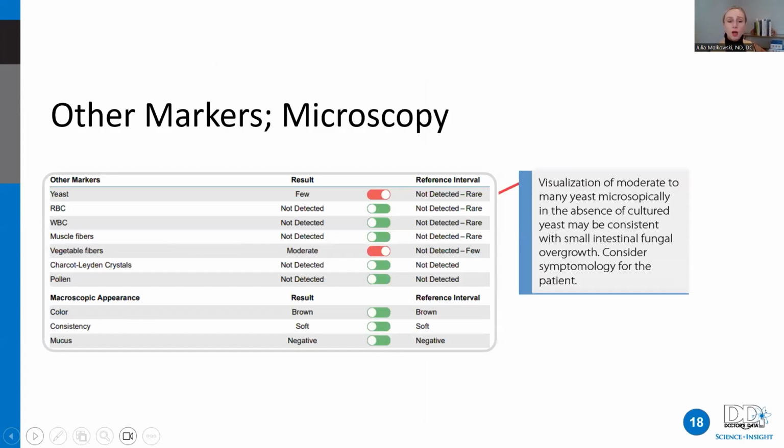Additionally, there will be other markers. These other markers are going to be looking under the microscope that will help us understand more of the patient's picture. These markers include red blood cells, white blood cells, muscle fibers, vegetable fibers. We're looking at the color and consistency and mucus.